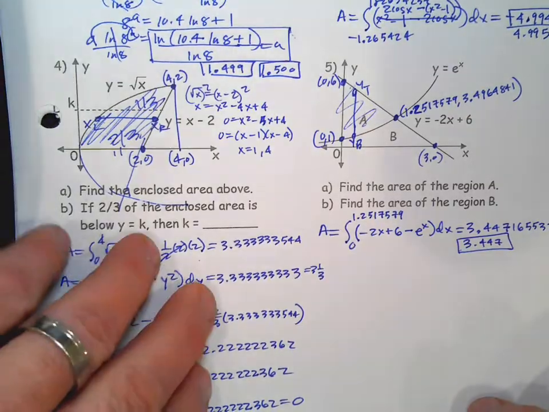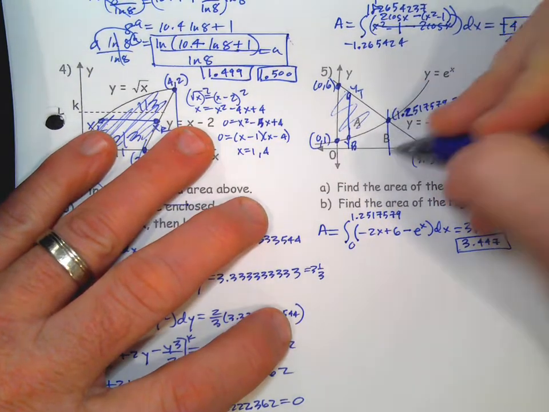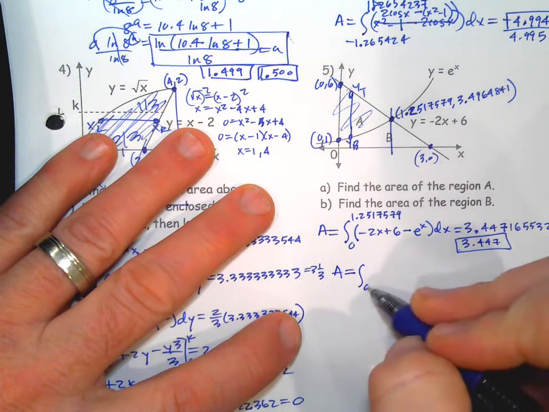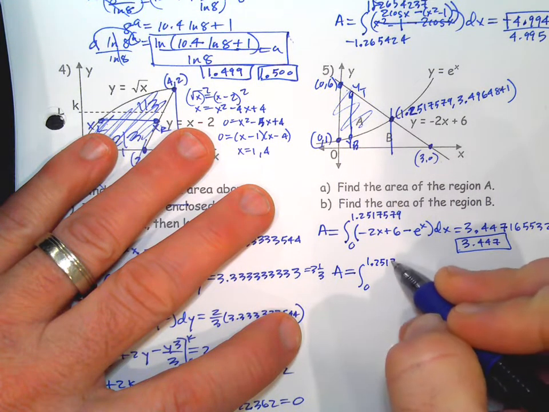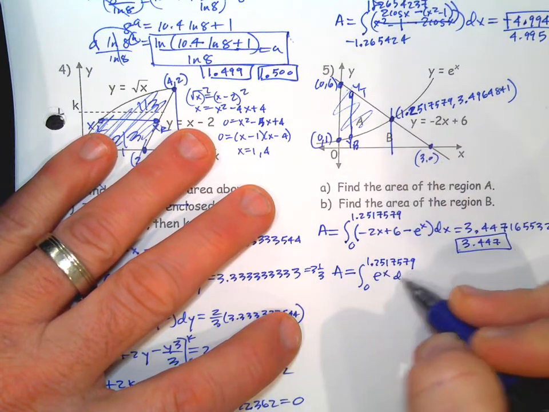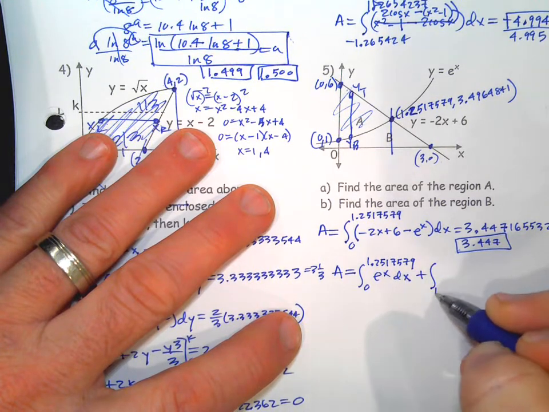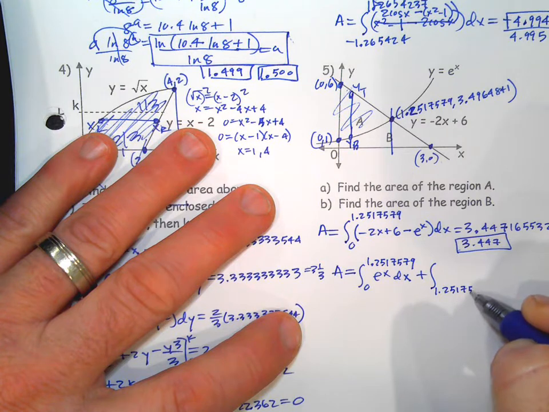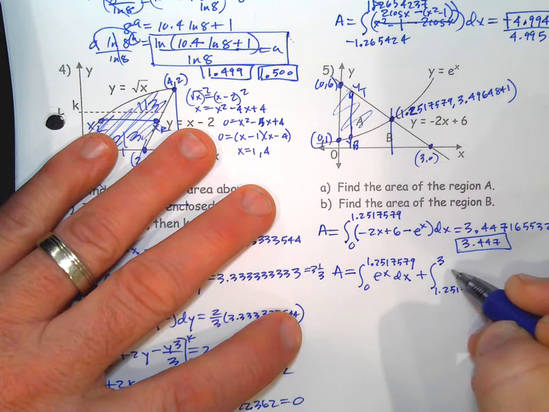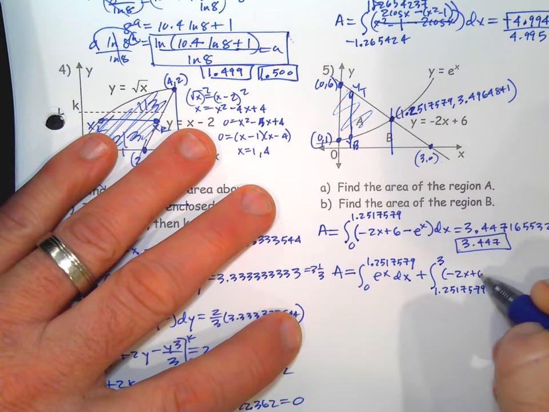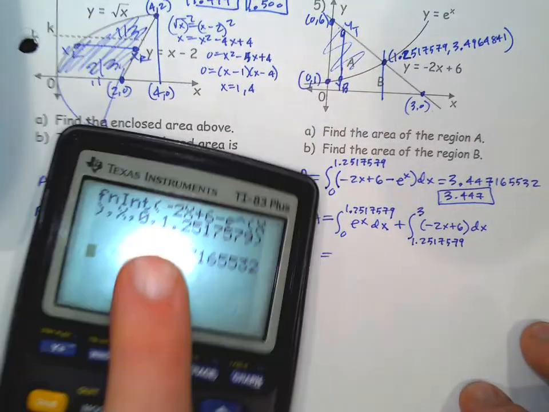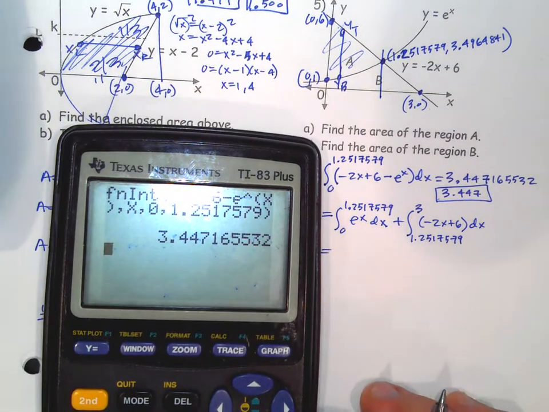Okay, B, you're going to have to break it into two sections, vertical slices. So we're going to have to do 0 to 1.2517579. And then that's just the area under that curve, e to the x, plus 1.2517579 to 3 underneath the line, -2x plus 6. You could do the area of a triangle for that, but I don't know. It probably seems easier just to let your calculator integrate it. So that's your setup.